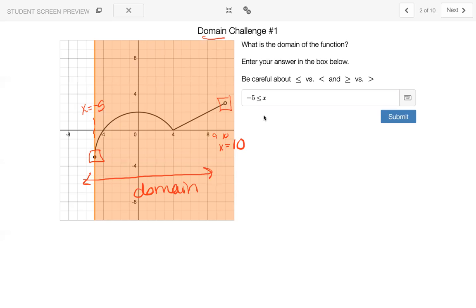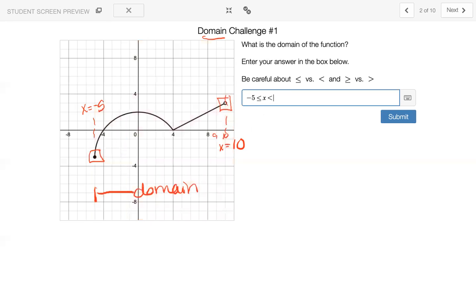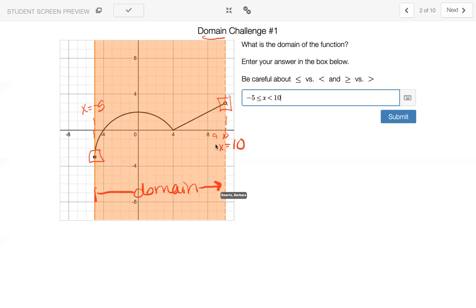And if I grab my eraser here, eraser, please. Our domain starts there, but does it go on forever? No, it doesn't. It stops right here at x equals 10. But it's an open circle. So this is why we want the dotted line. So it's just going to be less than, and then we write 10. So it goes from here right to that point, x equals -5 to x equals 10, including -5 but not including x equals 10.